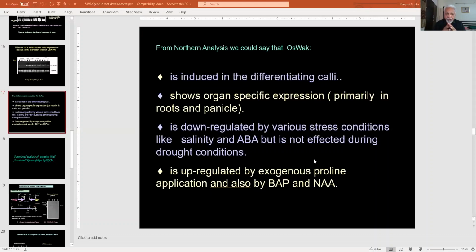Before we started working on functionally validating this, none of the genes from rice was validated for its function, except that in Arabidopsis, two of its members were shown to have a role in pathogenesis or pathogenesis-related responses, and also one of them had a role in development, like controlling cell elongation, basically.